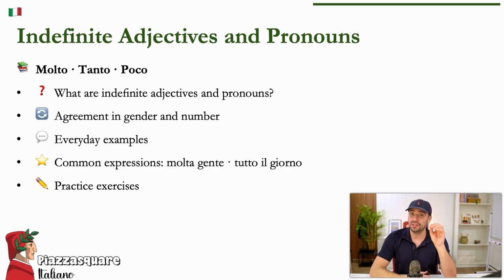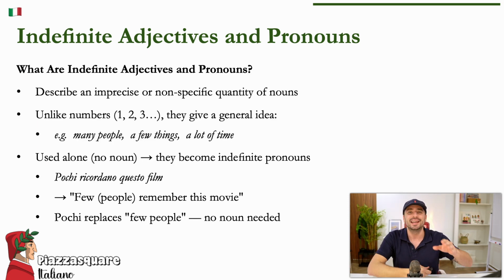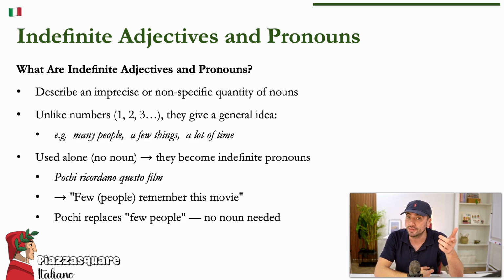We'll cover the theory, how these words work grammatically, plenty of examples in everyday situations, and some exercises at the end. What are indefinite adjectives and pronouns? In Italian, they are words that describe an imprecise or non-specific quantity or quality of nouns.